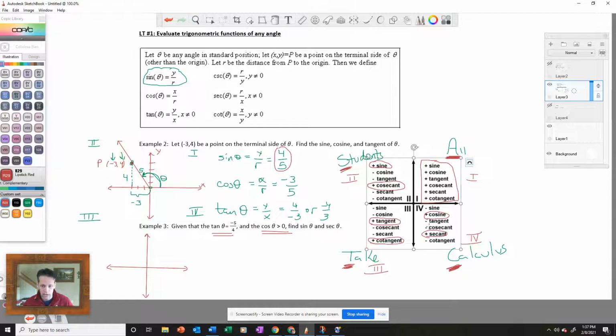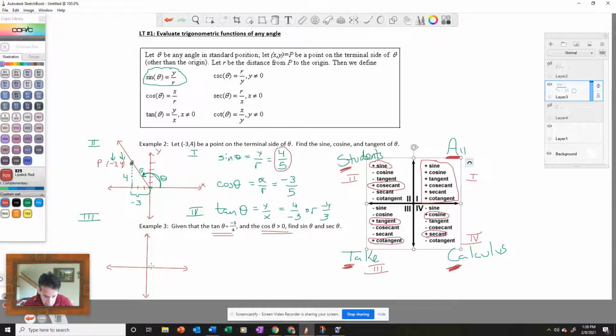So which quadrant must my angle be in if the tangent is negative but the cosine is positive? It can't be the first quadrant because they'd both be positive there. It can't be the second quadrant because they'd both be negative there. It can't be the third quadrant because only the tangent's positive there, so forget it. The fourth quadrant, it has to be in the fourth quadrant because that's where the tangent is negative and the cosine's positive.